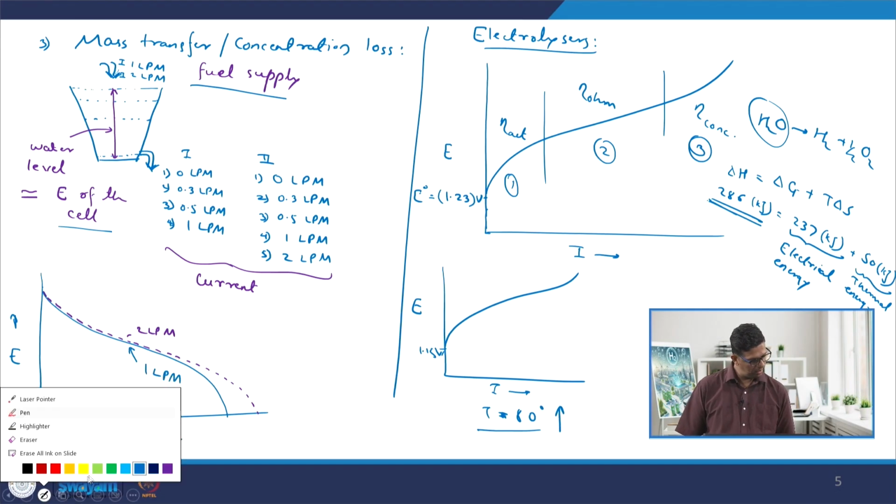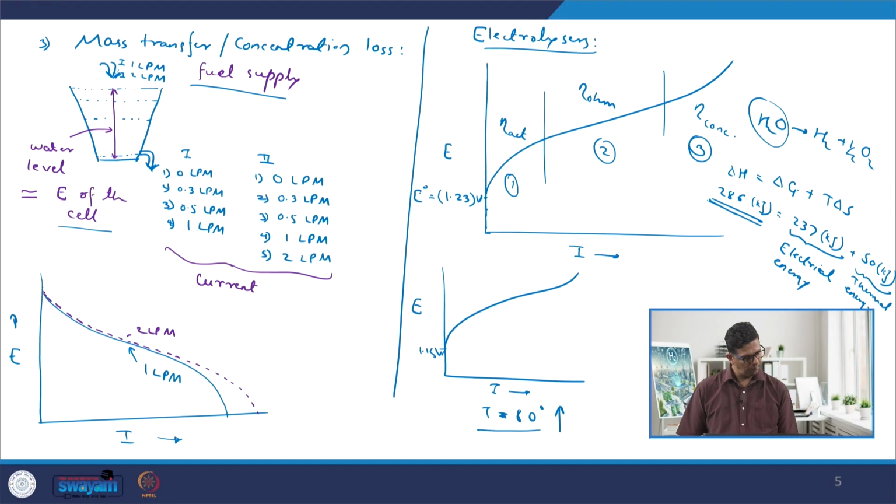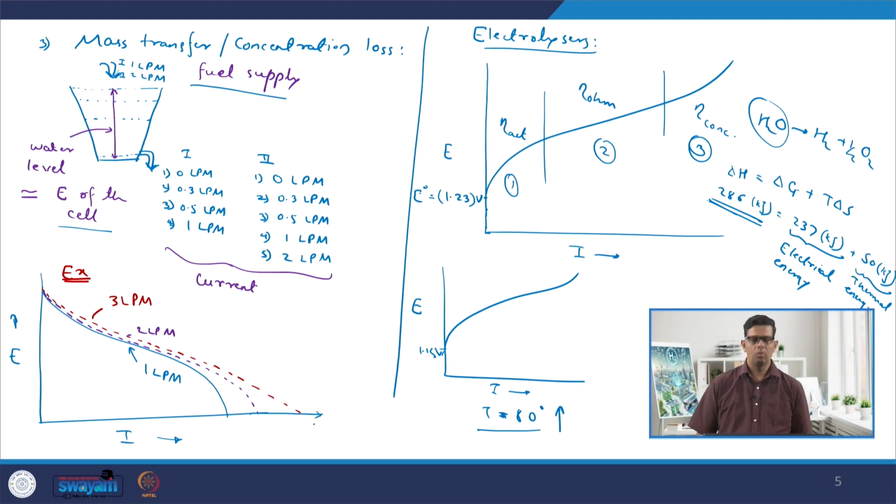Let me go ahead and draw for, say, 3 LPM. What it means is basically, even if we increase the flow rate to infinite liters per minute, I cannot draw an infinite amount of current. This is for, let us say, 3 LPM. This is an example. So, what it means is, no matter how much flow rate we supply, we cannot draw infinite amount of current. Let me write that down.